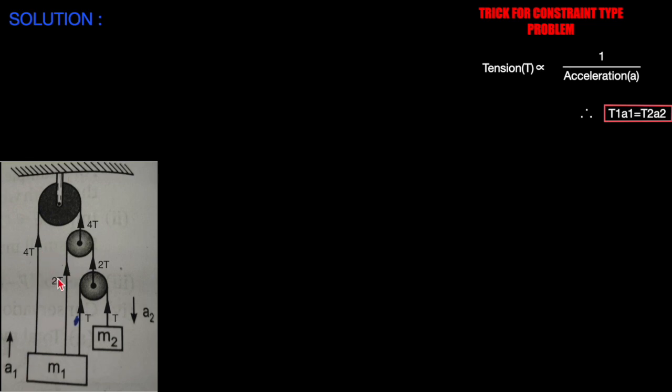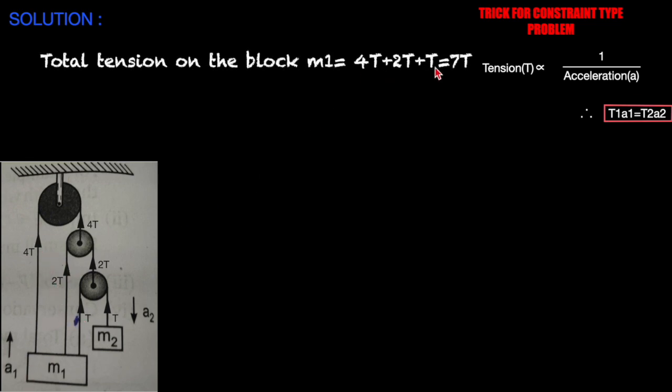You have to see what is the total tension on the block M1. It will be 4T plus 2T plus T, which is equal to 7T. Similarly, what is the total tension on block M2? Since you can see M2 is connected to only one string which has a tension T, the total tension on the block M2 is T.